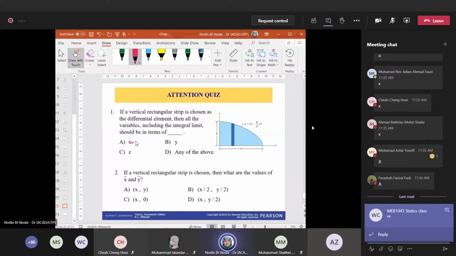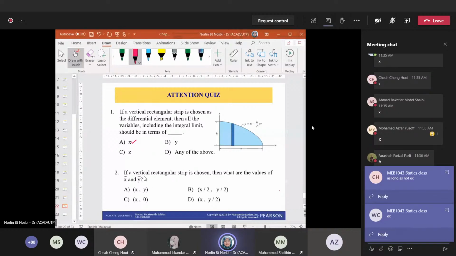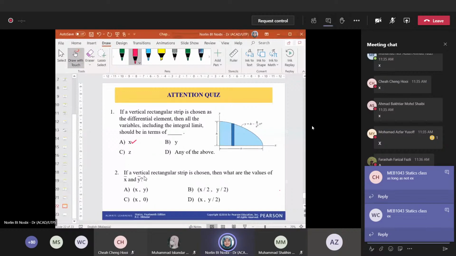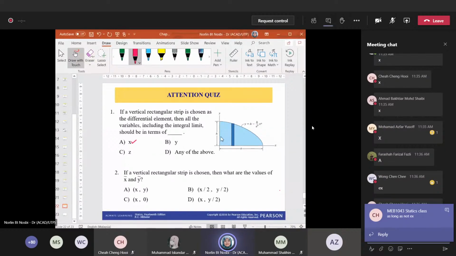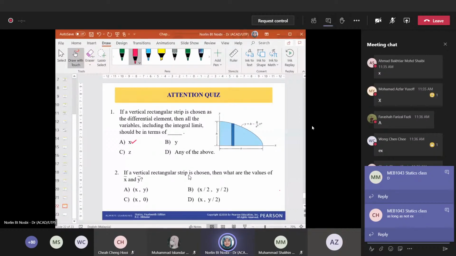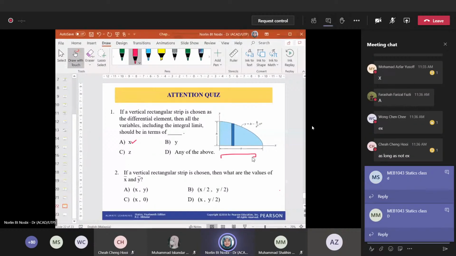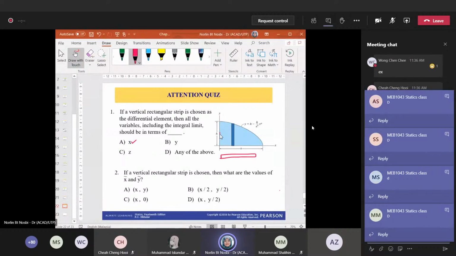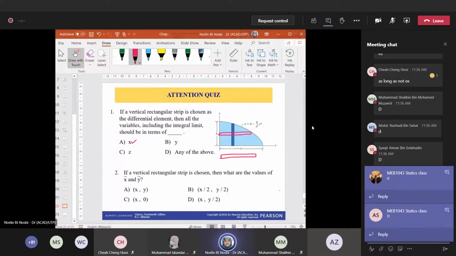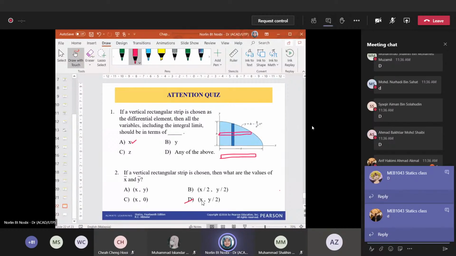Okay, number 2. If a vertical rectangular strip is chosen, then what are the values of x tilde and y tilde? If the vertical is chosen, what are the values for x tilde and y tilde? X tilde and y tilde is the center point of this rectangle. Okay, correct. The answer is D. D is x and y half.